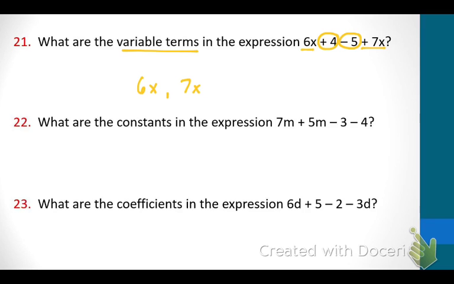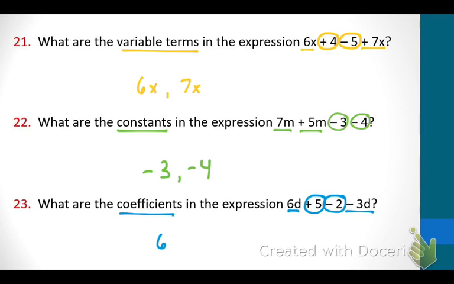I'd like you to once again underline the M family and circle those numbers that stand alone. Caleb, what are my constants in this expression? You are correct, because a constant is a number that stands alone. Going on to the next one, we're going to underline the D family and circle those constants, or the numbers that stand alone. Kaylin, what are my coefficients?